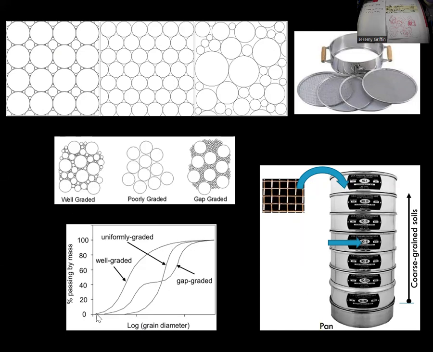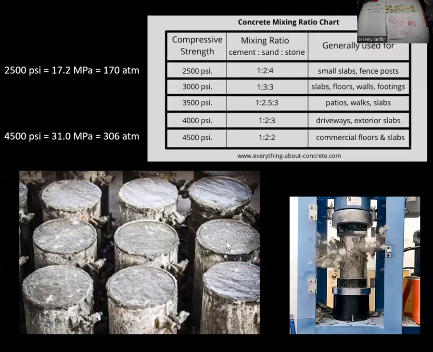Right? Gap graded is like, okay, we get some small stuff, and we're missing all the medium stuff, and then get a bunch of big stuff. That's like this. Right? And then well graded is more continuous. Get some small stuff, some medium stuff, some big stuff, and this is cumulative. So that's why it goes all the way to 100%.